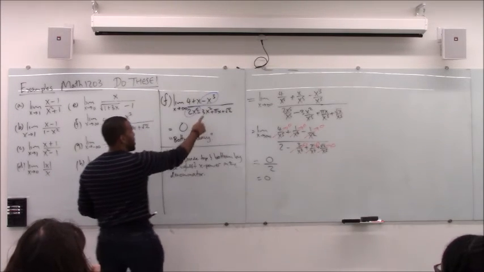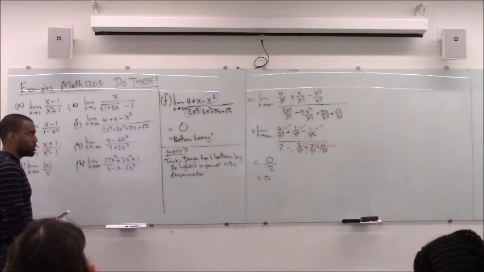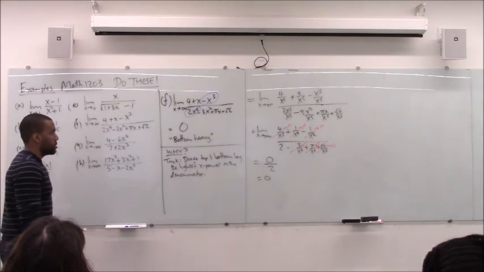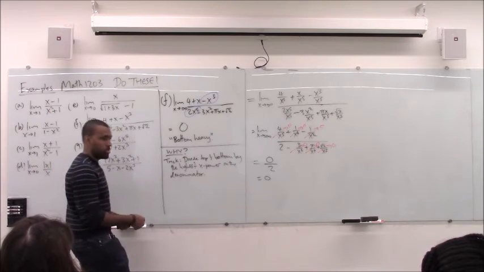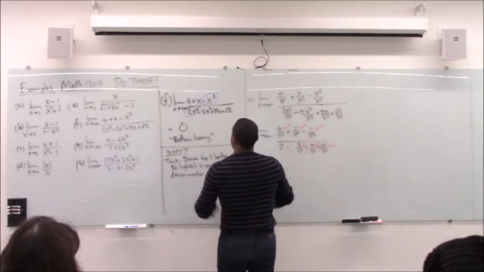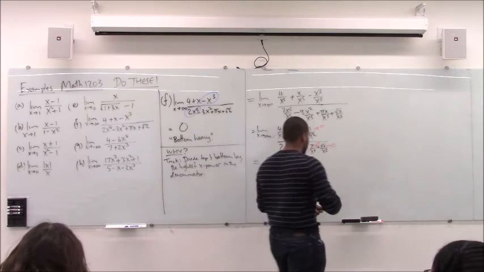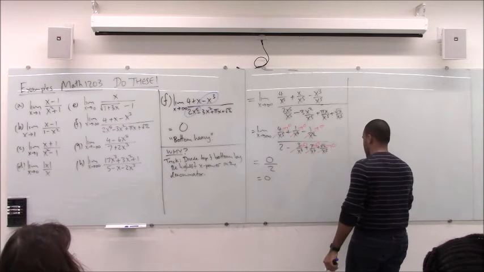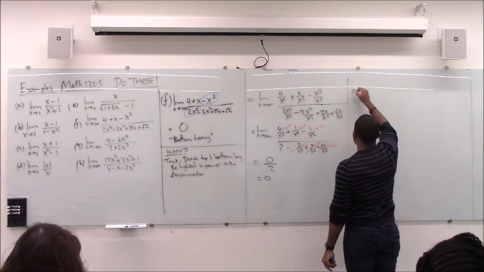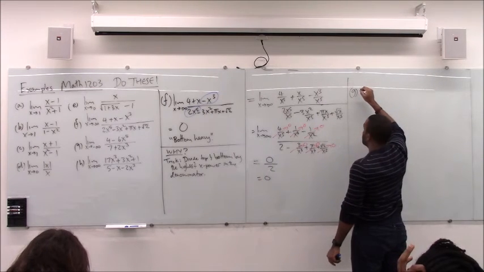So you don't care about this or that or that. The highest power is going to control what's happening. And so 0. But like I said, you don't have to show this. Just writing, oh, that's 0 because it's bottom heavy, I'll assume you know what you're talking about, as long as you say it at the correct time.